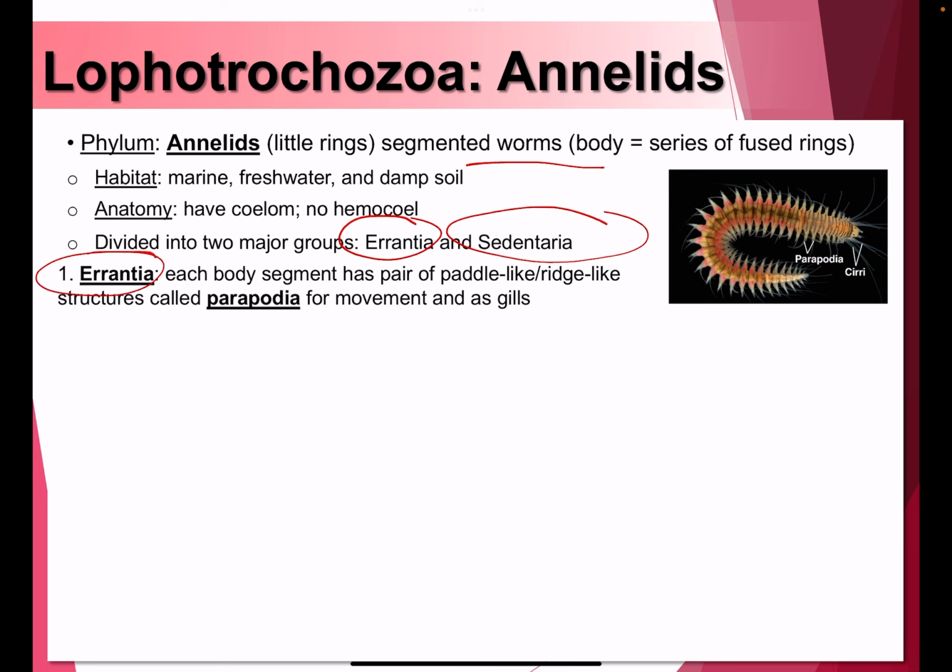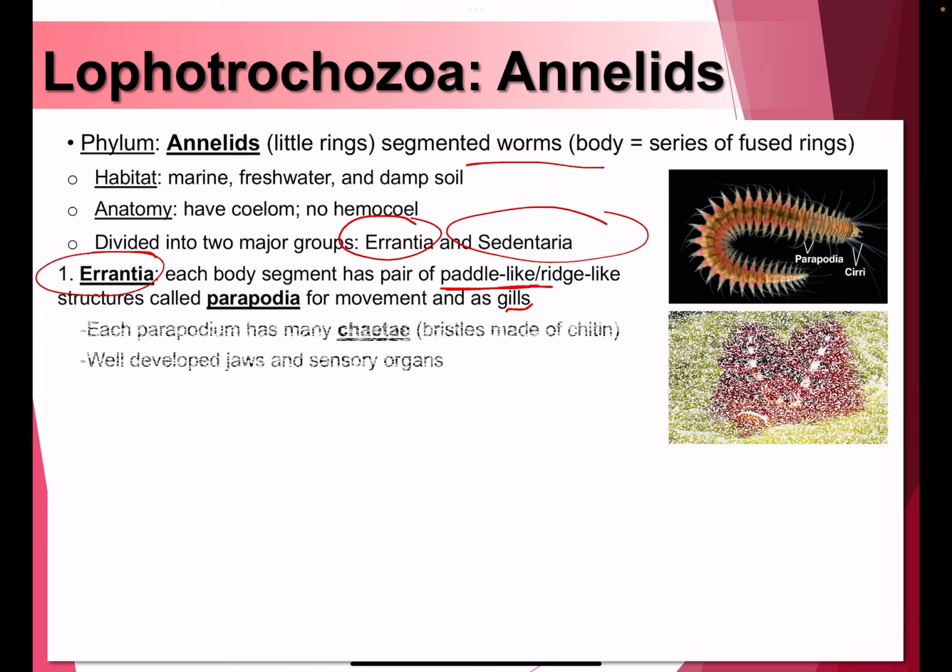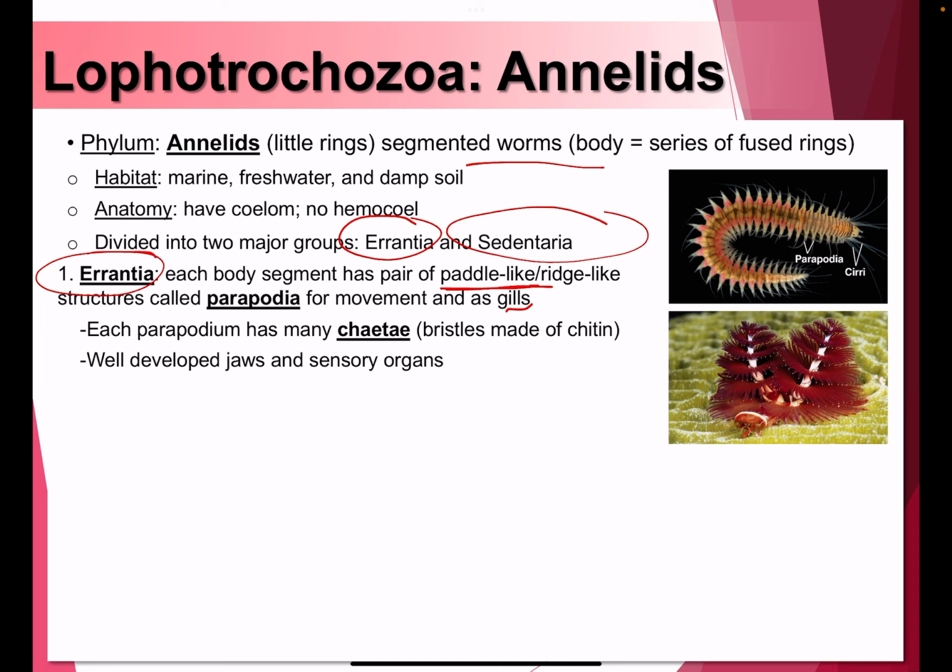Each body segment has a pair of paddle-like or ridge-like structures, just like you can see here, called parapodia. So each one of these is a segment of the body, and each segment has this pair of parapodia that sticks out of it and allows it to swim and move. It also serves as gills for these particular animals. Now, each parapodium has many what's called chaetae, which are bristles made up of chitin.